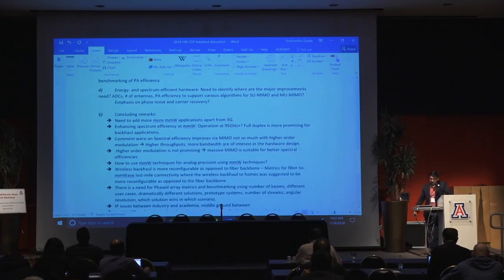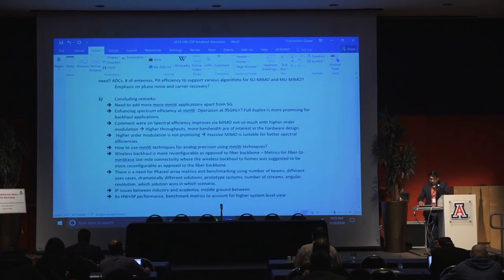And then the last 2 points were the discussion about what the next problems are. Some of the things were focused on energy efficiency and spectrum efficiency. So we need to identify where the major improvements are, like in the ADC speeds, the number of antennas, for example, the power amplifier efficiency that can support not only single user but multi-user MIMO, and emphasis on phase noise and carrier recovery schemes.